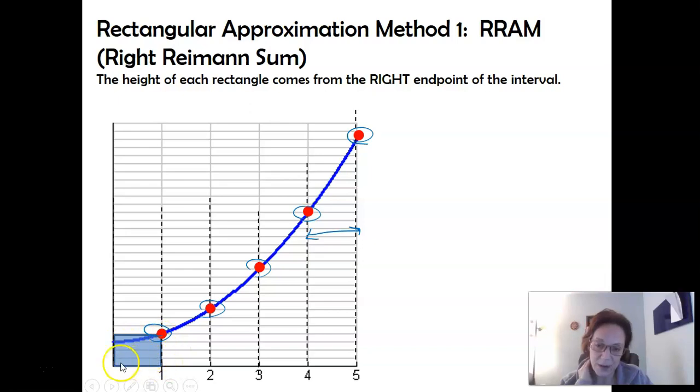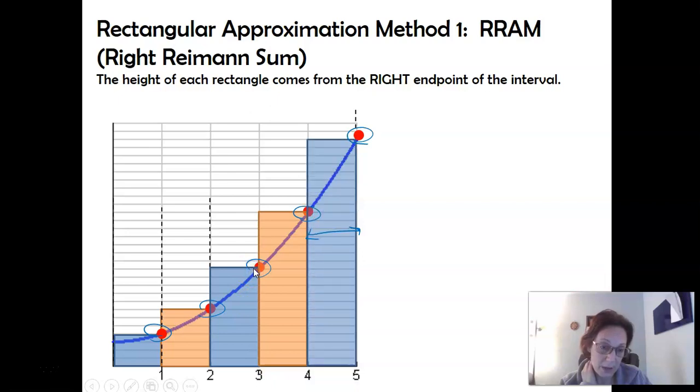Notice this first rectangle goes from 0 to 1, and its height is determined by this right endpoint. My next rectangle goes from 1 to 2. Its height is determined by this endpoint, the one on the right. My third rectangle, again, its height is determined by the right endpoint.